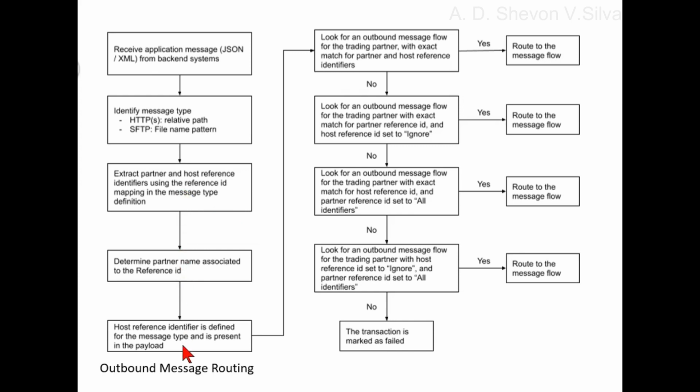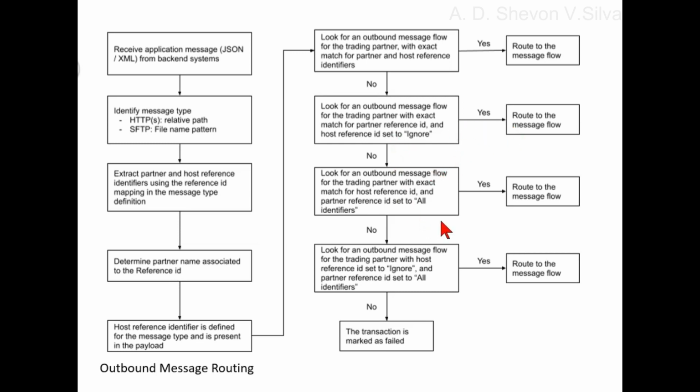It is connected to whether a host reference identifier is defined for the message type and is present in the payload, and it is connected to look for an outbound message flow for the trading partner with an exact match for partner and host reference identifier. If it is yes, route to the message flow. If it is no, look for the outbound message flow for the trading partner with an exact match for partner reference ID and host reference ID set to ignore, and if it is yes, route to the message flow.